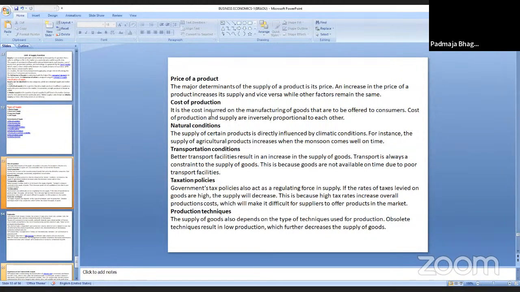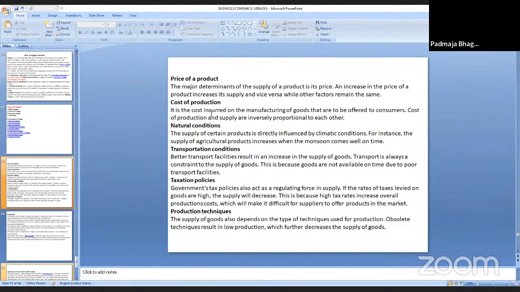When production is more, supply will be less. When demand is more, when supply is more, production will be less. So always it will be vice versa. Okay. And next is natural conditions.